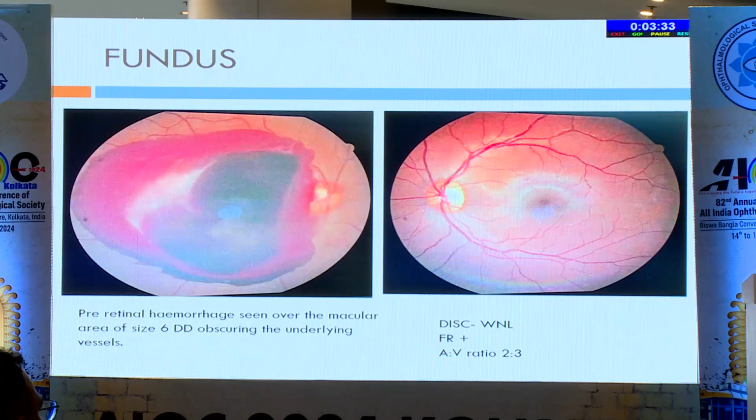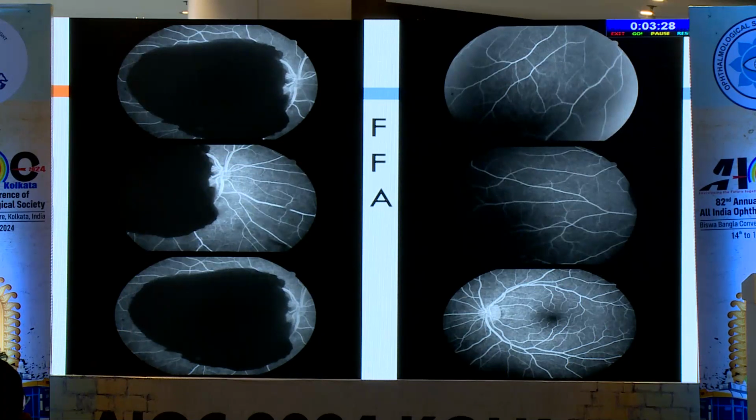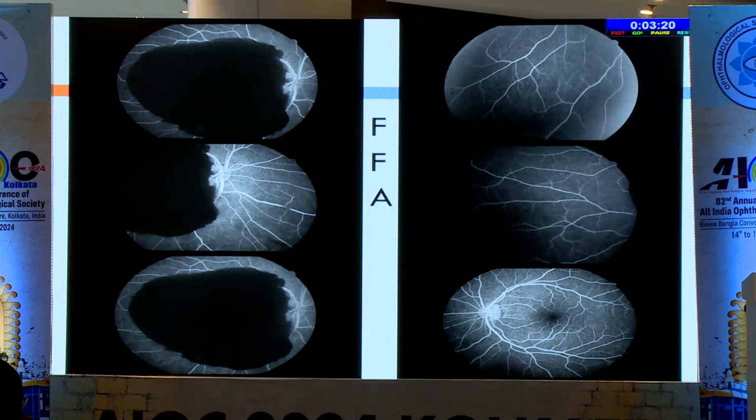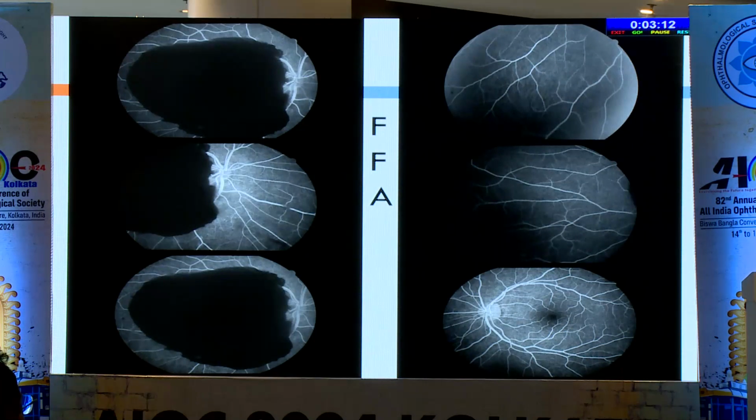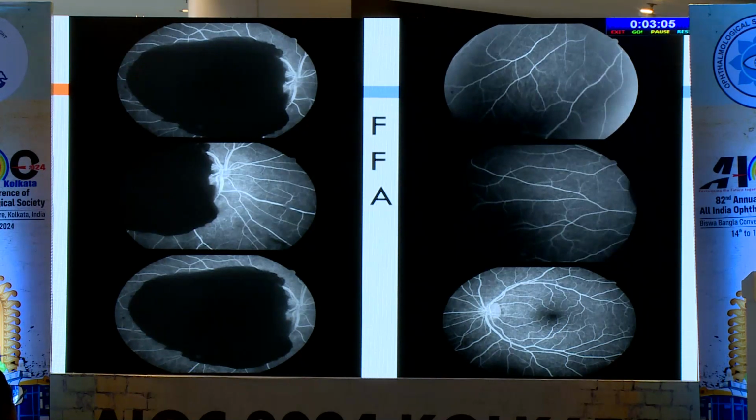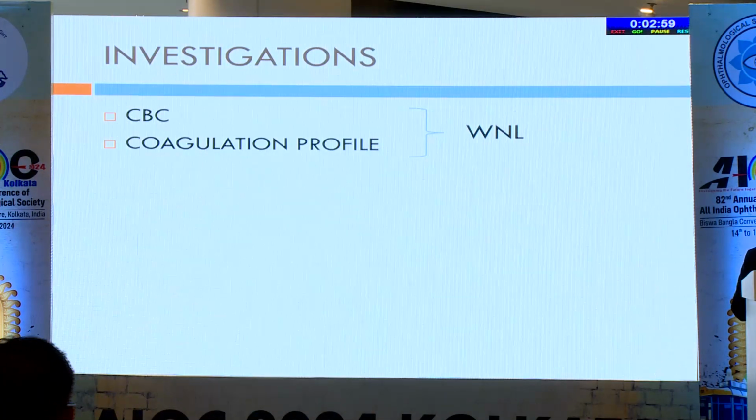Then we needed to know the cause of this pre-retinal hemorrhage, so we did fundus fluorescein angiography. From the early to the late phase, there was block fluorescence corresponding to the large pre-retinal hemorrhage, obscuring the underlying structures. There was no focus of neovascularization that we could find in the right eye, maybe due to the obscuration by the hemorrhage, and we could not tell whether it was only a pre-retinal hemorrhage or accompanied by a subretinal bleed. So we did other tests to find the cause.